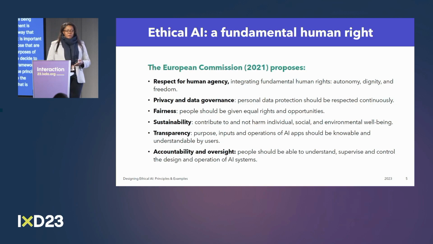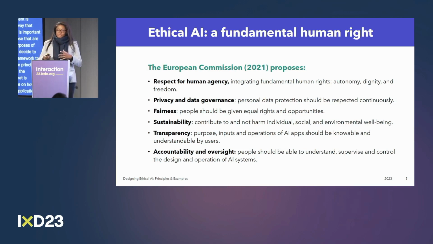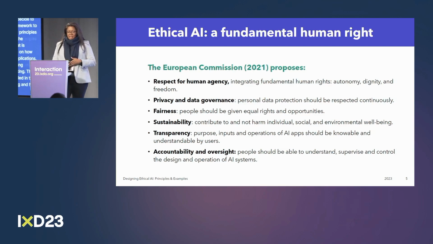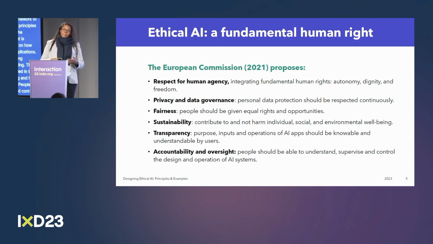The next element is transparency. So people should know the purpose for which their data is being collected, how the system is functioning, and how the entire process is working. So there should be some source of knowledge provided or enabled in the interface for people to know how the model is working, how their data is being collected, and how this is being processed. And finally, accountability and oversight. So people should be able to understand the model, to supervise it, and to control it. So again, it is pretty much idealistic, but I will show you some efforts that are being conducted in industry to integrate these principles into real life.